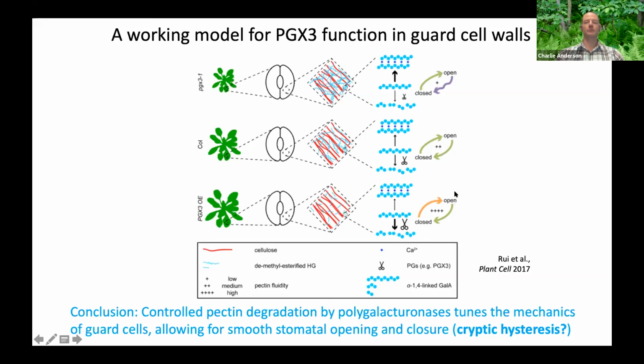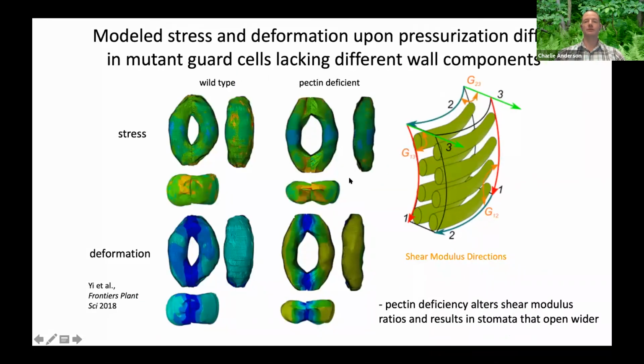So what these experiments revealed to us was something that we call cryptic hysteresis, which basically is a fancy way of saying that the guard cells act in an asymmetric fashion depending on the pectin modification that's happening in their cell wall. And we're exploring that further using some nanoindentation analyses in collaboration with Joe Turner at the University of Nebraska. So we've also generated what are called finite element models of stomata in wild type and pectin deficient and other conditions where the cell wall is altered.